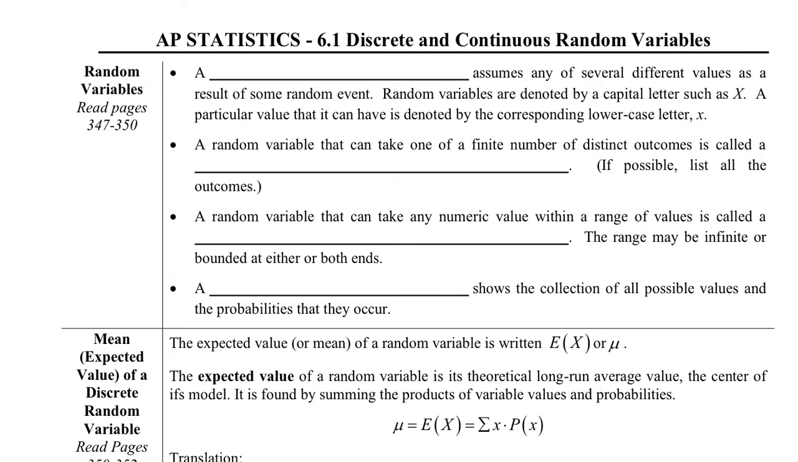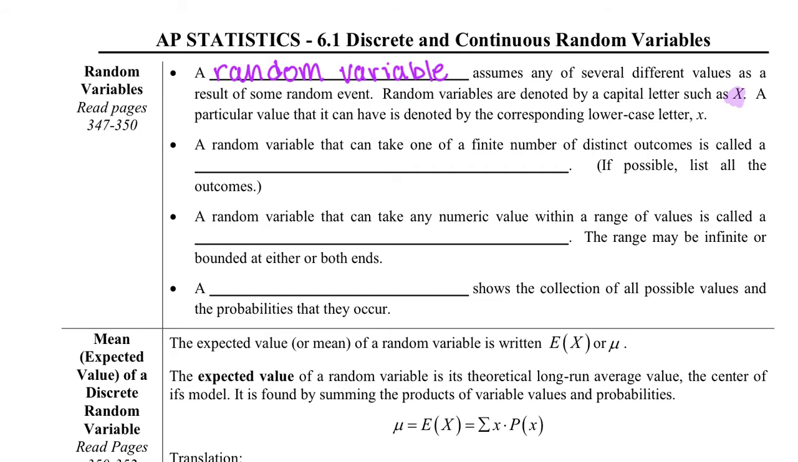Let's dive into chapter 6 and start with discrete and continuous random variables. We're going to begin by actually defining what a random variable is. A random variable assumes any of several different values as a result of some random event. Random variables are always denoted by a capital letter, like X, and a particular value it can have is lowercase. So it's kind of just our probability set. It's all the events that could happen.